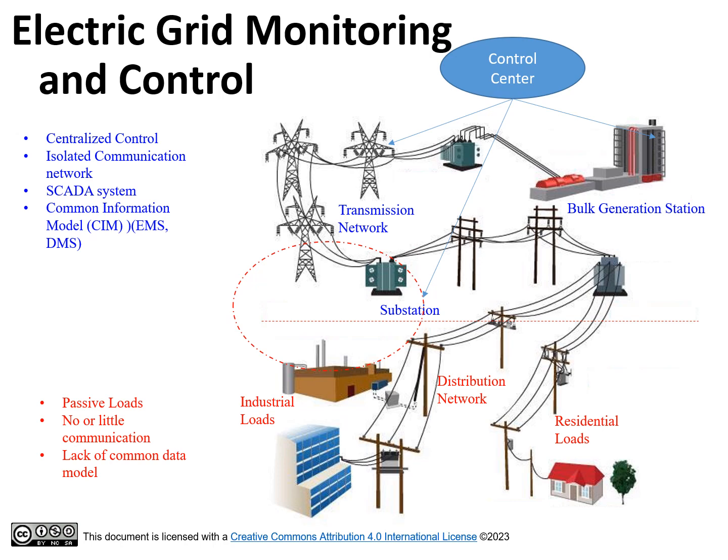A Common Information Model, CIM, has been developed to ensure the compatibility of data definition and exchange between different applications, such as energy management systems, EMS, and demand management systems, DMS. On the other hand, the distribution networks in the conventional electric grid are not monitored by SCADA systems and have no or little communication.